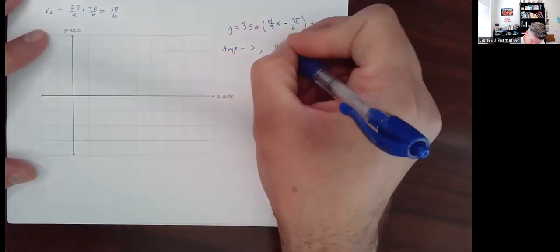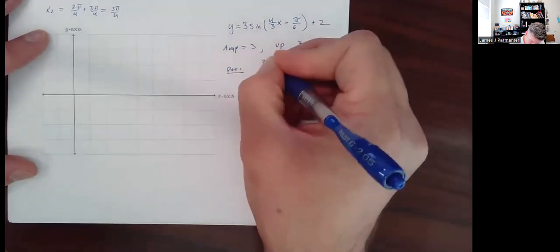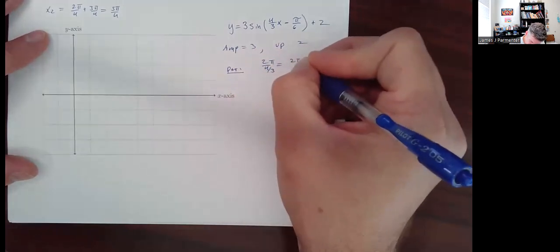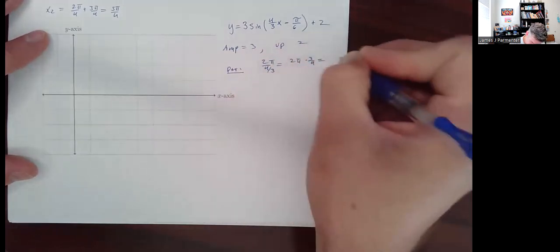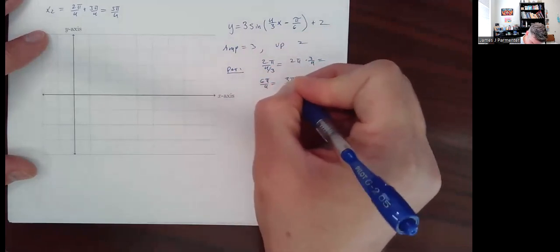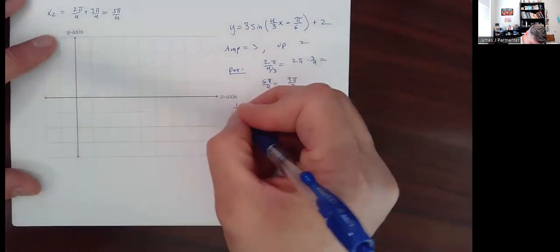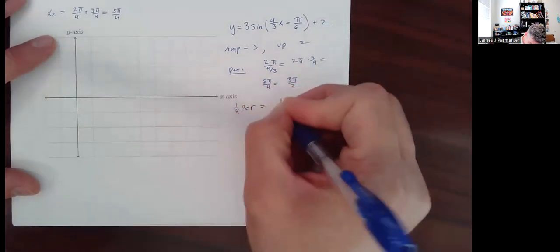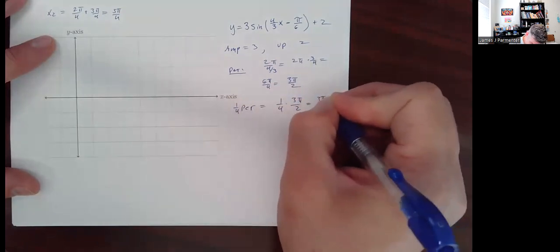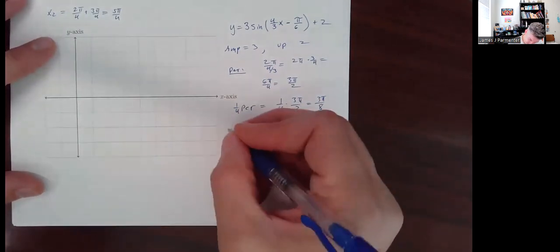Our period is going to be 2 pi divided by 4 thirds, which is 2 pi times 3 fourths, which is 6 pi over 4, which is 3 pi over 2. Cool. Our quarter period is 1 fourth times 3 pi over 2, which is 3 pi over 8. Okay. Phase shift.